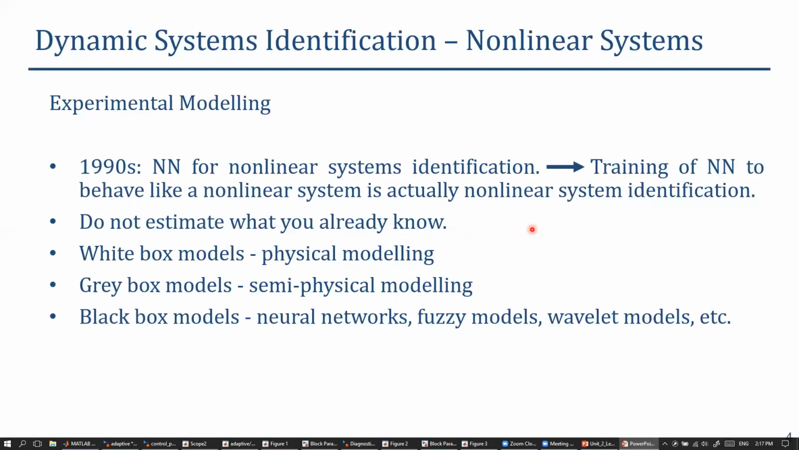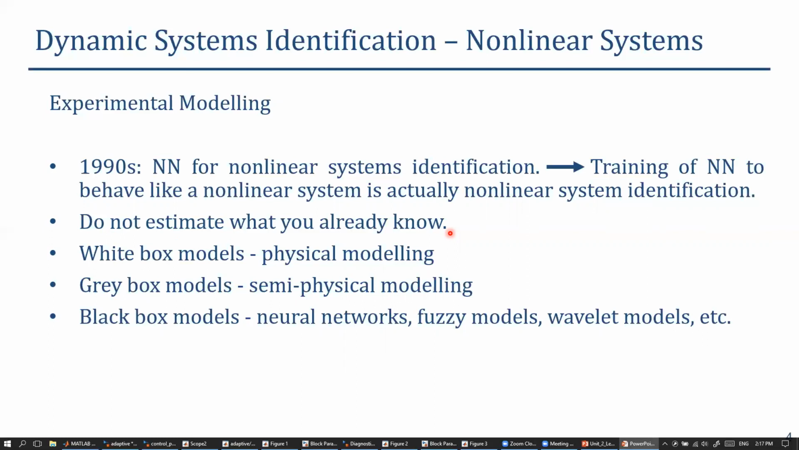Again, the important thing is, never estimate what you already know. Again, the same as with the linear systems, we have white box models. These are the physical models. If you remember the CSTR, the tank reactor, the two equations that I have shown you, that's a white box model. So a pure physical model.